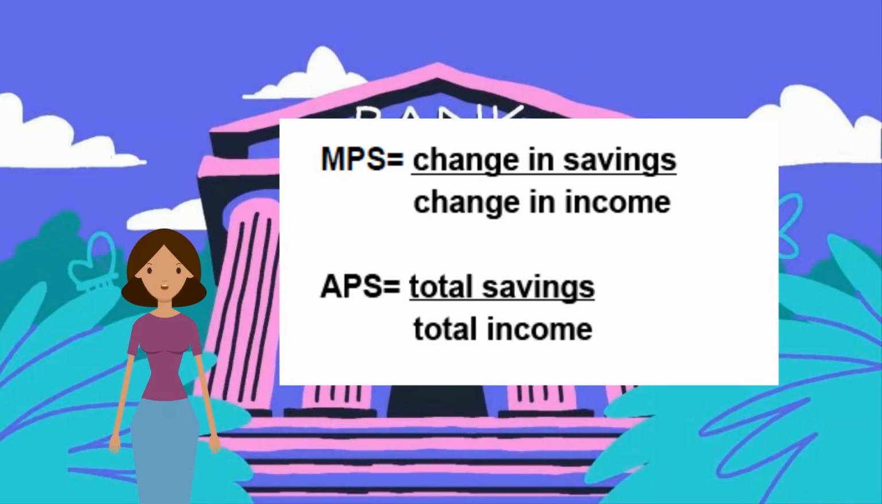The marginal propensity to save, or MPS, is how much of an increase in income is saved, whilst the average propensity to save, APS, is the average amount saved out of income. The marginal propensity to save is equal to the change in savings divided by the change in income. The average propensity to save is equal to total savings divided by total income.